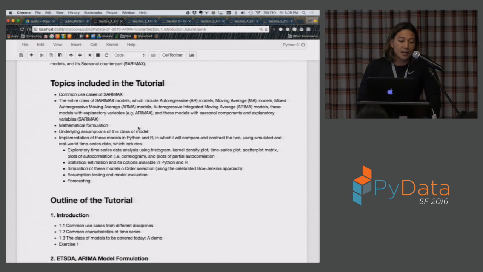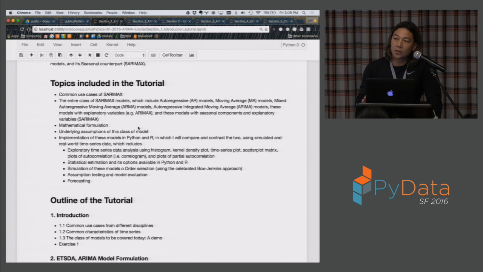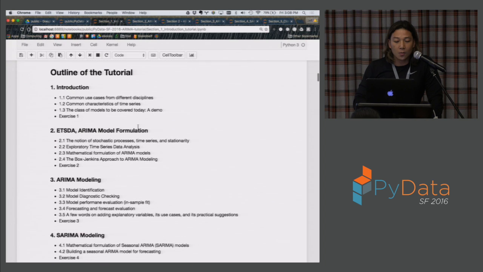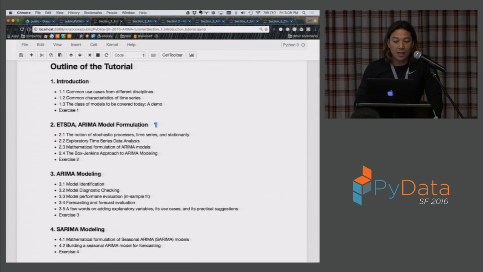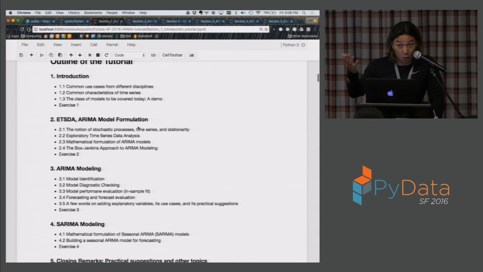What we are going to cover today is primarily the class of autoregressive integrated moving average model with and without seasonal components. So the short name is SARIMAX. The X at the end is really the explanatory variable. The way we are going to do the tutorial is that there are 5 different sections. I probably will spend the next 15-20 minutes to talk about some introductions, do some simulations, and also have you guys work on a demo as well, if you can clone the repo.